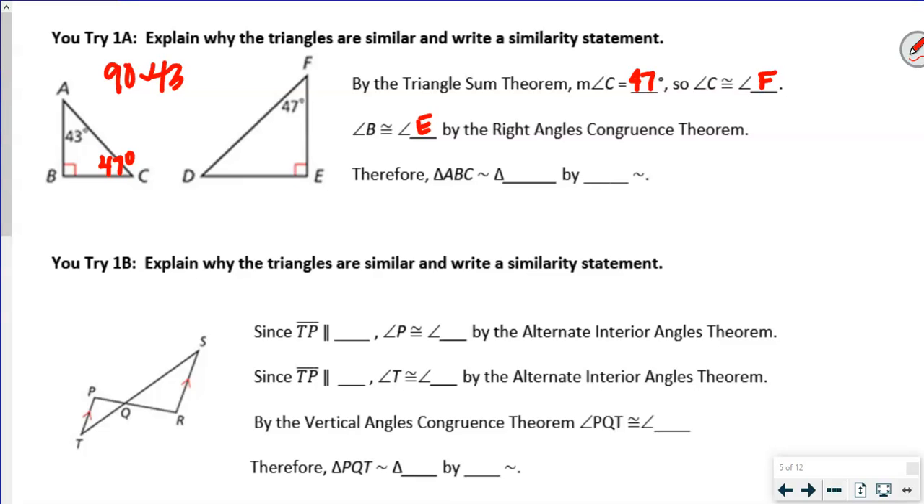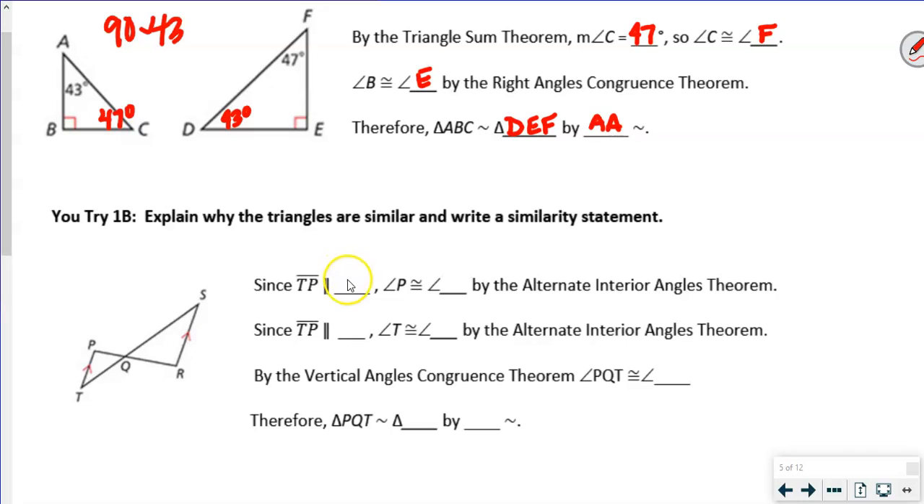So we went from 43 to 90 to 47. 43 would have been this angle down here, so that's D. And then we went to the 90, which was E. And then we went to 47, so that's F. And this, again, was by angle-angle. Let's see if you guys can look at the last one and figure it out, because we've done stuff like this over and over again.